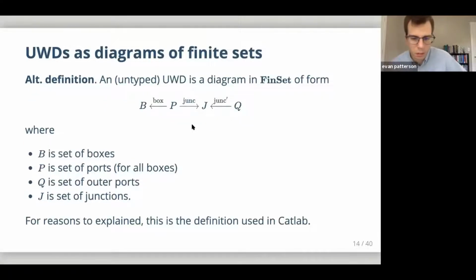Now, for reasons that will become clear later, we find it convenient to rephrase the previous definition, which is perhaps the standard one, in a very slightly different way, where we're actually going to put all the ports of boxes together in one set P, and then to remember which box they're associated with, we'll add another set, an explicit set of boxes, and then a function that points from the ports to the boxes. And if you think about it, this is encoding the same data as in the previous definition.